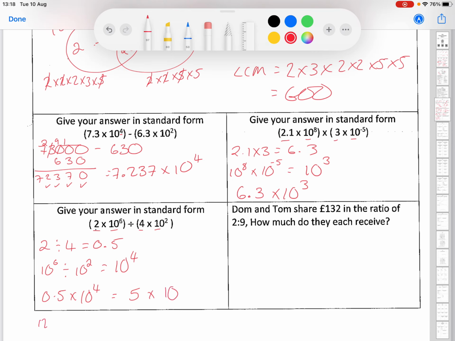Now our number's moving the opposite way this time. So we're not going from 12.1 to 1.2. We're going from 0.5 to 5. So we need to take 1 from the power. So we need to take 1 away to get 3.